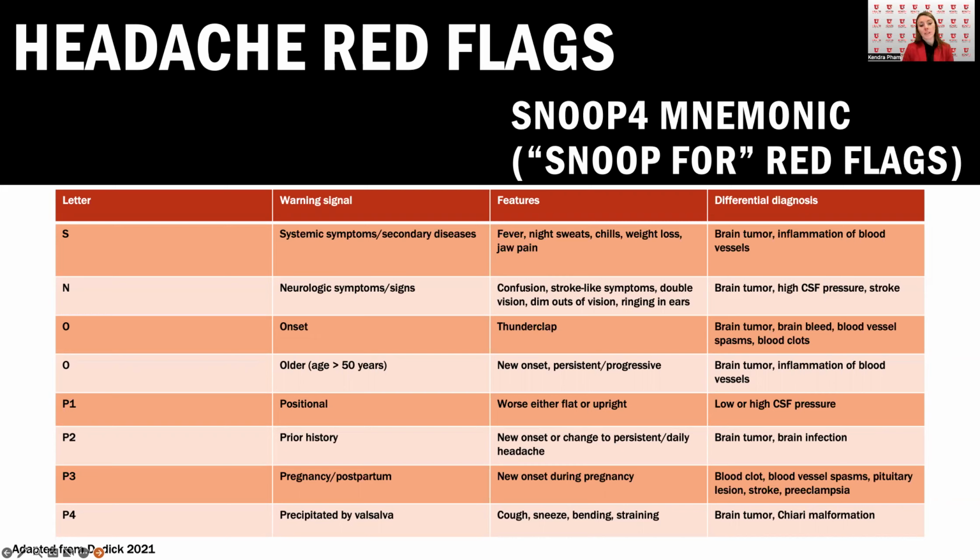And then the fourth P is that it's precipitated by Valsalva. So Valsalva is that thing that happens where, if you bear down or lift something heavy or cough or sneeze, it increases the pressure in your abdomen. And so we would see worsening of headaches with those sorts of things like coughing, sneezing, bending, straining. That would worry us about something such as brain tumor or Chiari malformation.